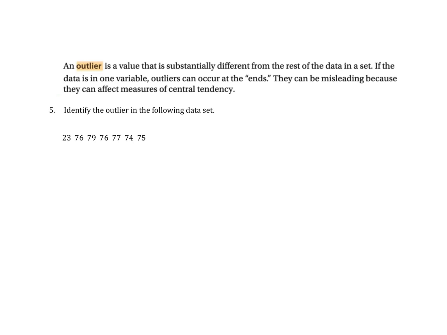So an outlier is a number that's either way above or way below the other data values in the set. So looking at this data set in number 5, we have lots of numbers in the 70s, and which number doesn't belong? The number 23 is an outlier because it's way below the other data values in the set.